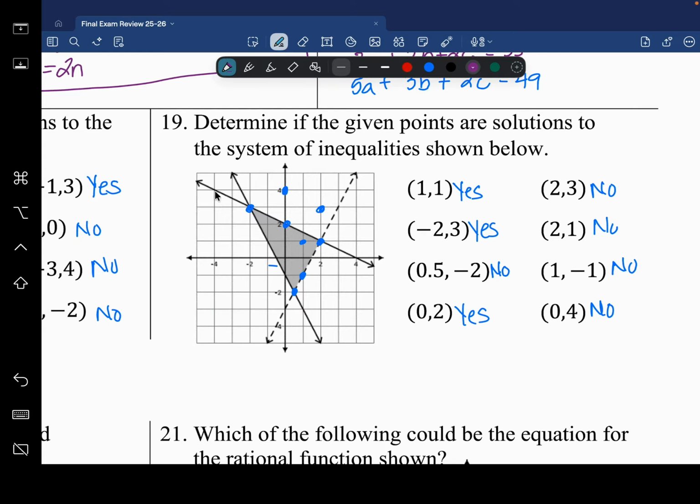Let's talk about a point like this purple one. That point would be considered a no. Yes, it's on a solid line, but it doesn't bound the shade, which makes it not a solution for this particular system.